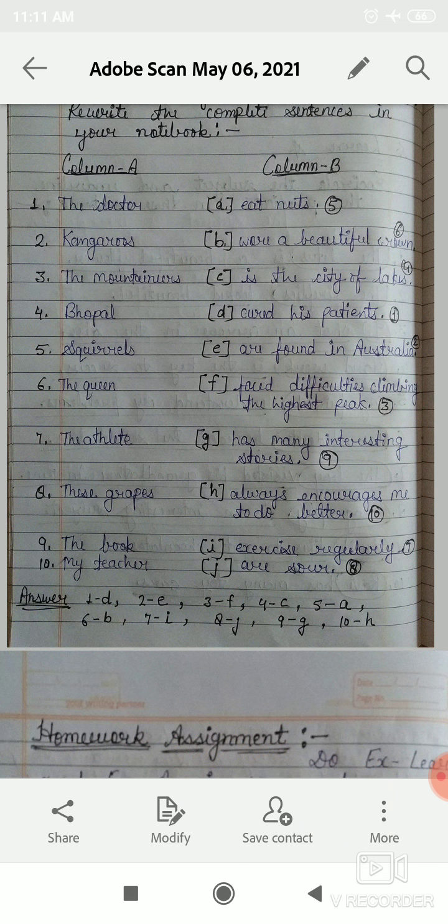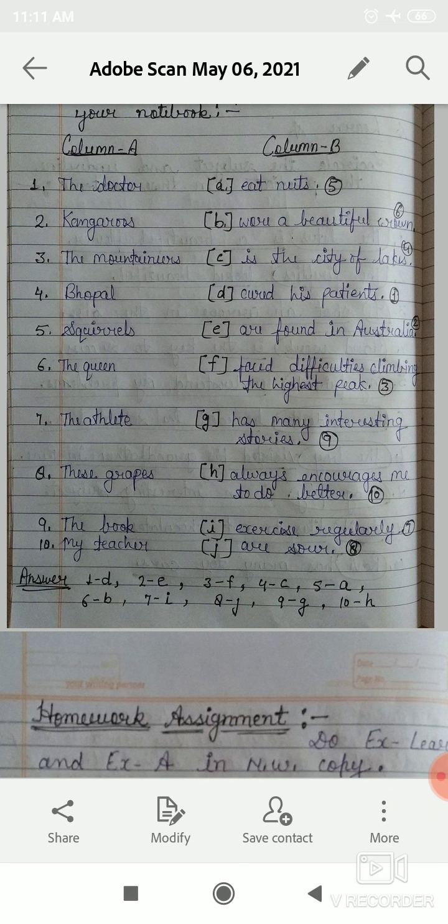Okay, so students, now next number 4. Number 4 is Bhopal. Okay, so students, tell me which option will match with number 4. So students, here option number C will match with number 4. Bhopal will match with option number C, is the city of lakes. Okay, so students, you have to match Bhopal is the city of lakes.